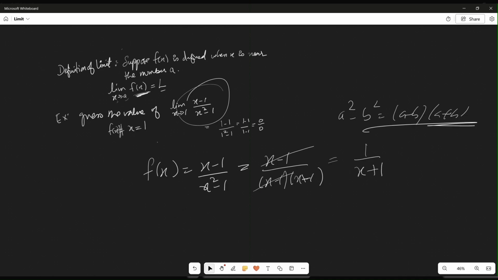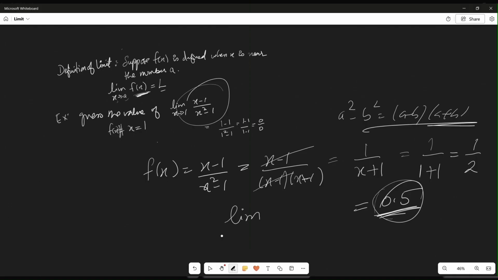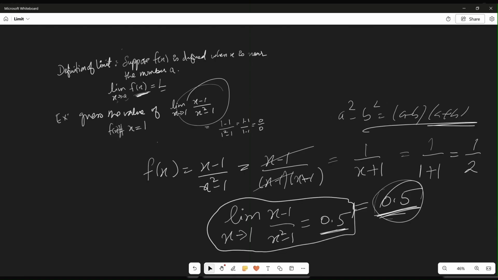Now if we try to plug in the value here, we see that the function is defined when x is 1, and the value is 0.5. So how do we say this? The limit of this function as x approaches 1 is equal to 0.5. I hope this helps. Thank you.